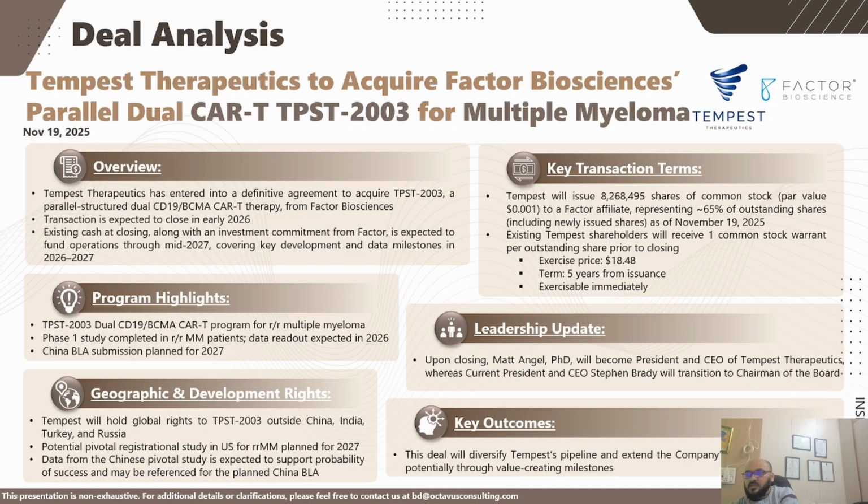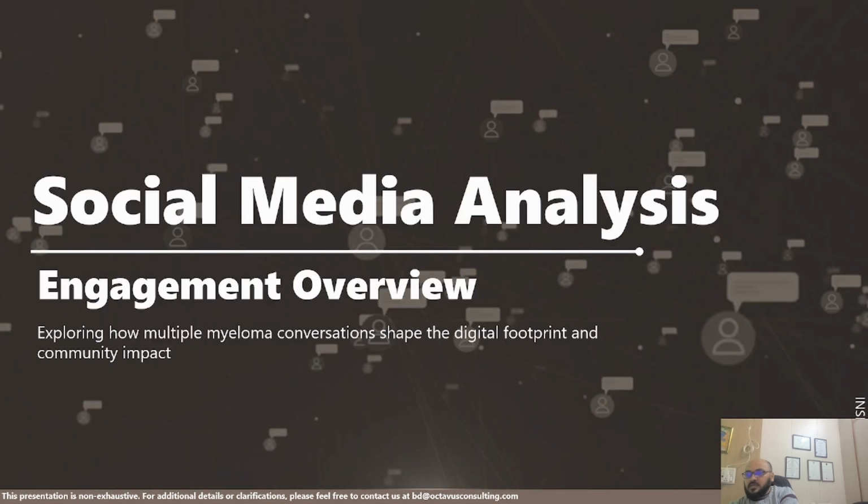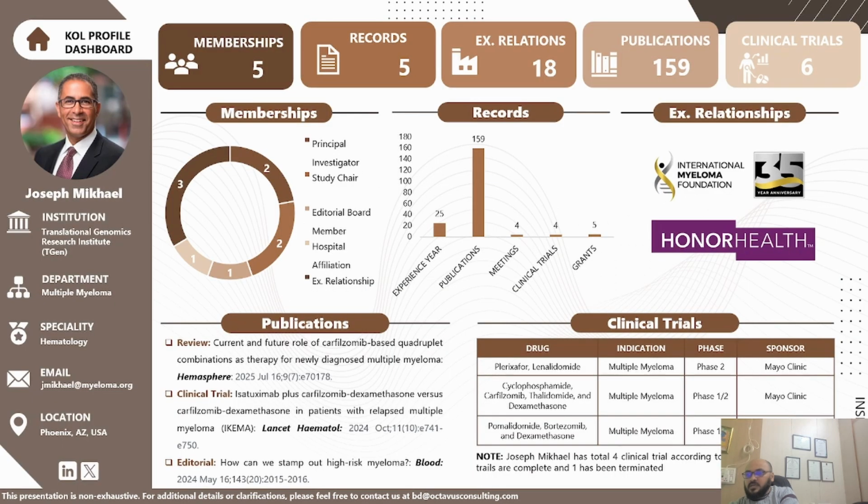Okay. Now moving ahead, we have dug deep into the social media analytics. When we went into the social media analysis, we thought of creating this KOL profile. So we have picked Joseph Michael. Joseph is associated with the Translational Genomics Research Institute, which is also known as TGen.